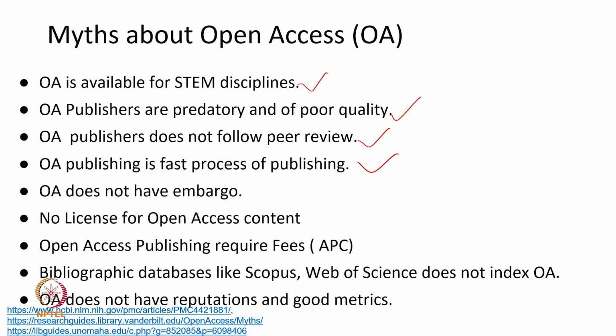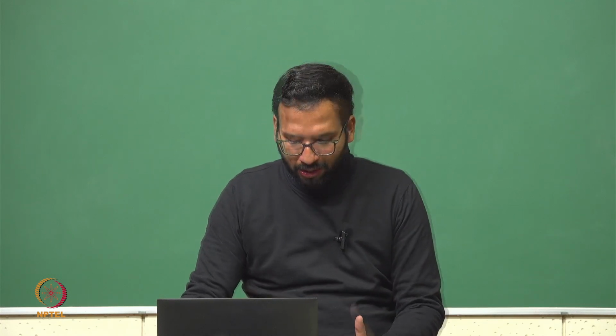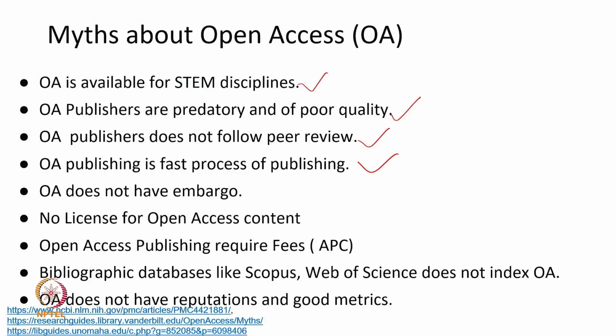It is not that publishing in open access is easy and fast. Open access journals have strict quality measures and follow a peer review process, which takes months in publishing. There may be some journals which follow unethical practices, but that has also been seen for paywall journals. So all these three myths are not true.